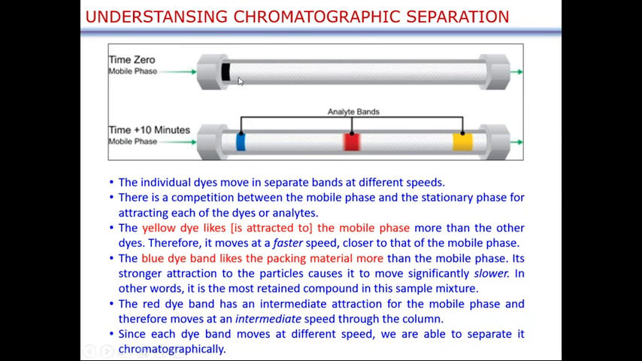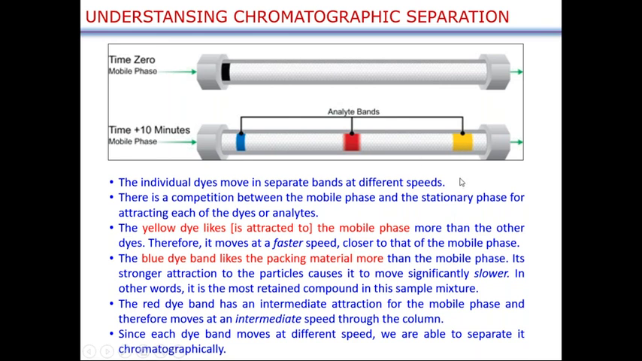So if you have a chromatographic column and we put a mixture into it, after passing the solvent or the mobile phase, you will see that the analyte has separated over here as shown into three components: a yellow color, a red color, and a blue color. So these bands, as you see, move as separate bands or individual bands at different speeds. So what dictates this speed? It is the competition between the mobile phase and the stationary phase for the analyte.